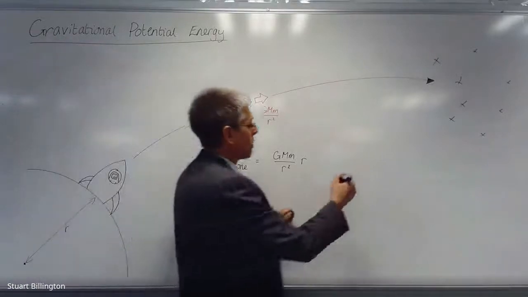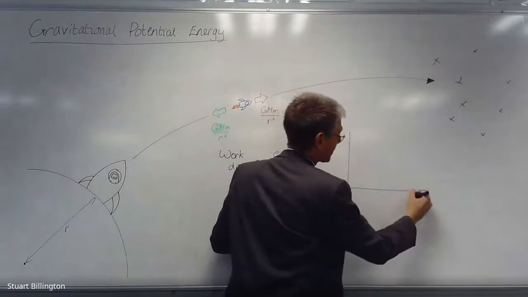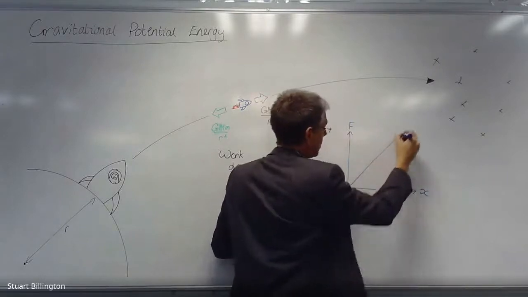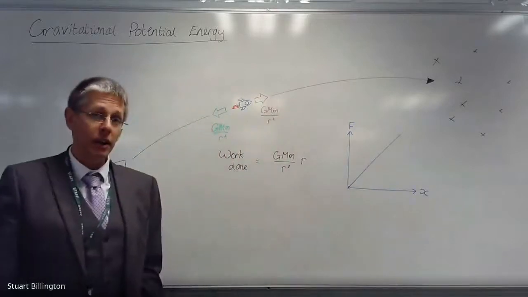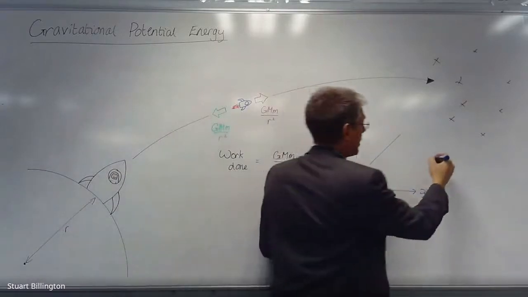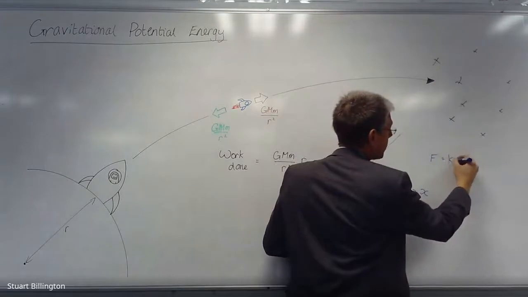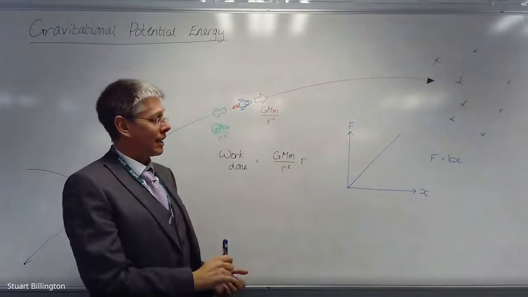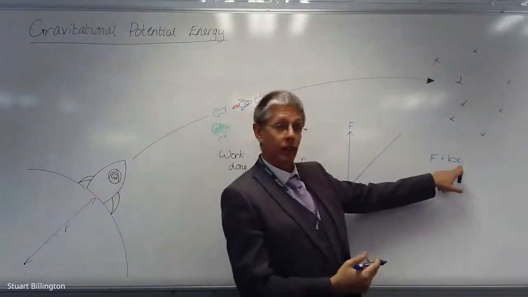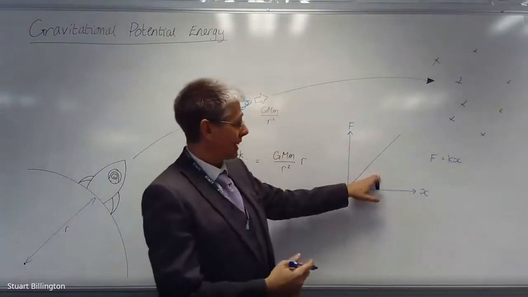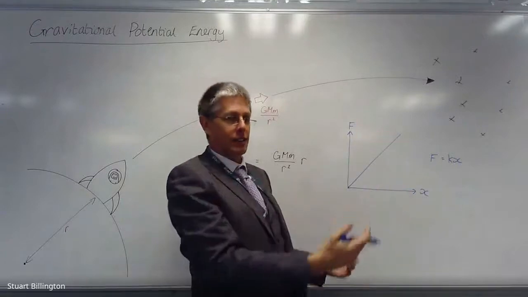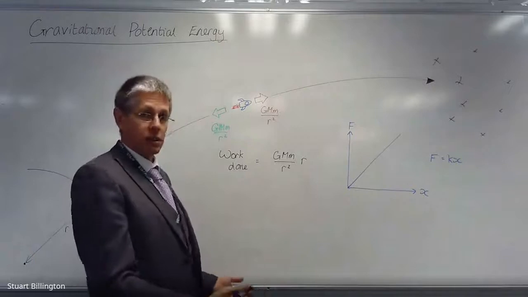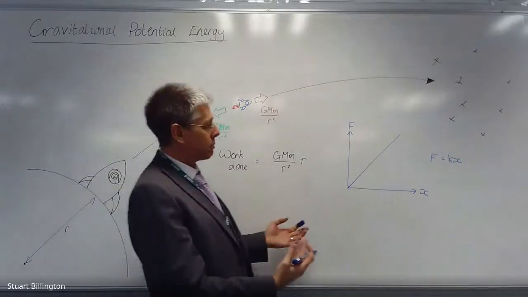So if you just remember briefly about springs, I'll remind you of a force extension graph for a spring. This was the same idea, that for a spring F equals kx, and again, the force depended on the extension. In this particular case, the force goes up as the distance goes up, whereas here, the force goes down as the distance goes up. But the principle is the same.